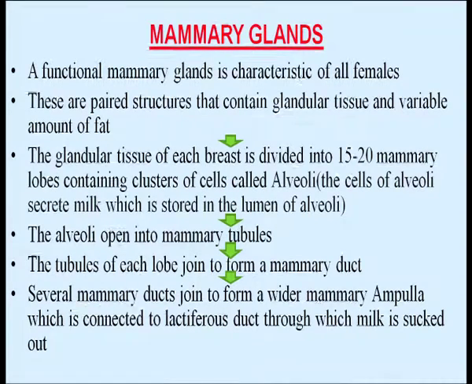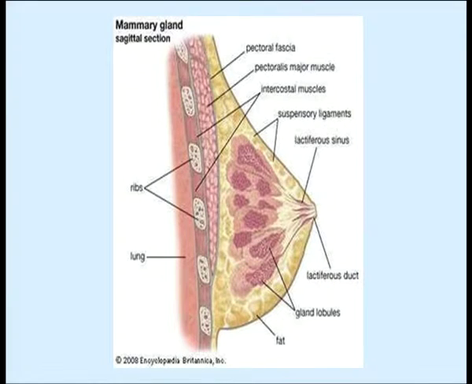This is the picture of a mammary gland, and as you can see my arrow is pointing towards the lactiferous duct, and this is the duct through which milk is sucked out. This arrow is showing fat and a cluster of alveolar cells, and these alveolar cells are the milk producing cells.